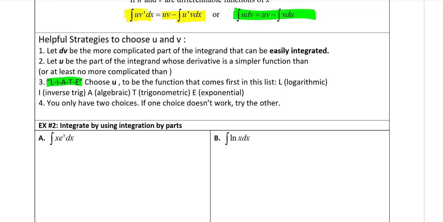LIATE is what I always say. So if you have a logarithmic, make that your u, and then an inverse trig, then an algebraic, then a trig, then an exponential. And the nice thing is, if you start it and you get yourself into a hot mess, it's no big deal. You're just going to have to start over. And if that one doesn't work, just switch it, because there's only two functions. If you pick the wrong u, then it has to be v, and vice versa.